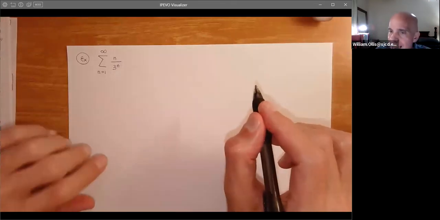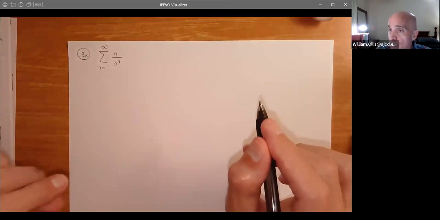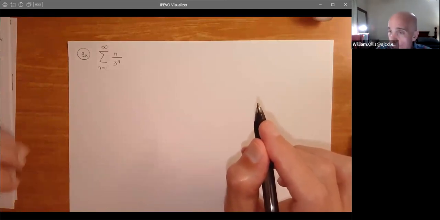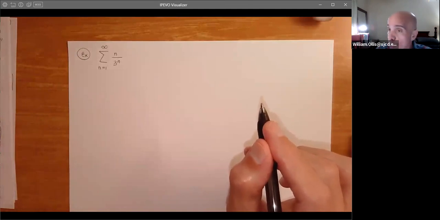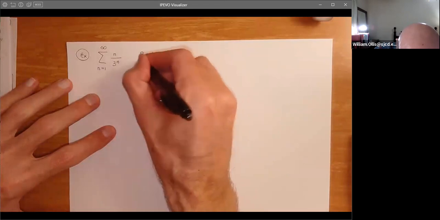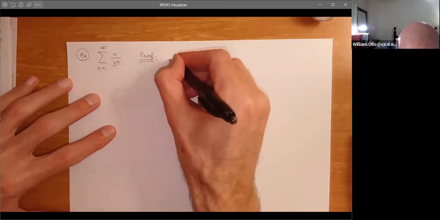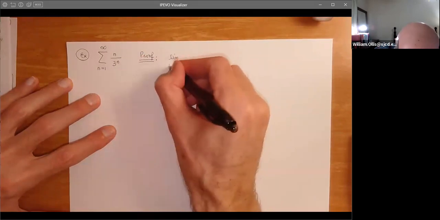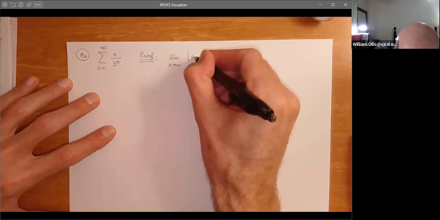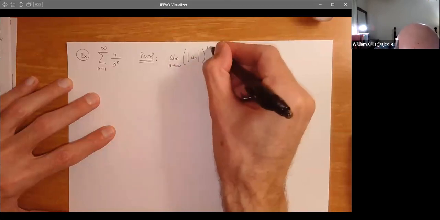So again, whatever test you decide to use is up to you. I want to use the root test here because I want you to see the root test in action. But then, if you want to apply another test, go for it. So proof. Now, what we want to do is look at the limit as n passes to infinity of the absolute value of a sub n, nth rooted.